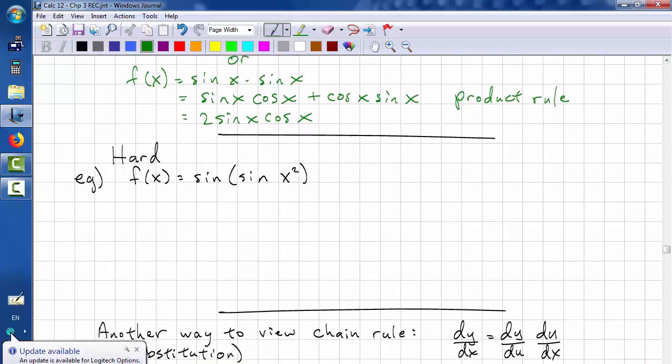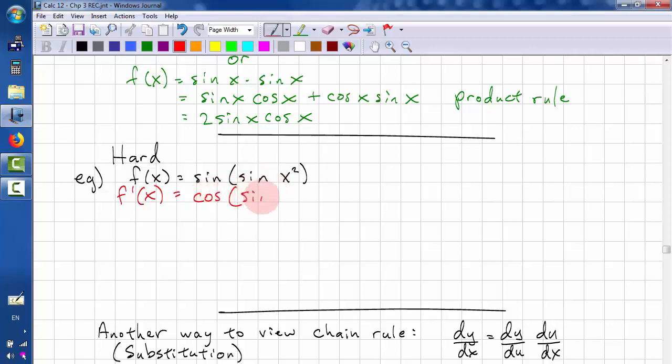Okay, here's a harder example. F prime of x equals, so we're doing the derivative of the outer one. Cosine, we just copy the inner function, sine x squared. And now we need to take the derivative of the inside, d dx sine x squared. This is done. There's no more derivatives, just copy this part. The only part that we're changing is where we have d dx.